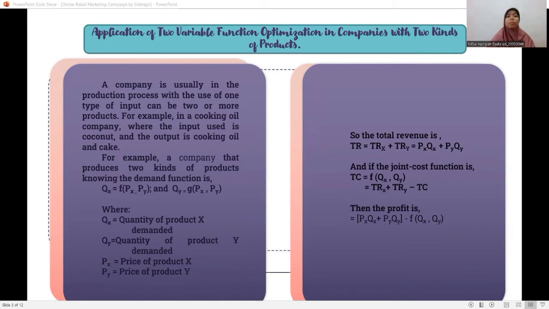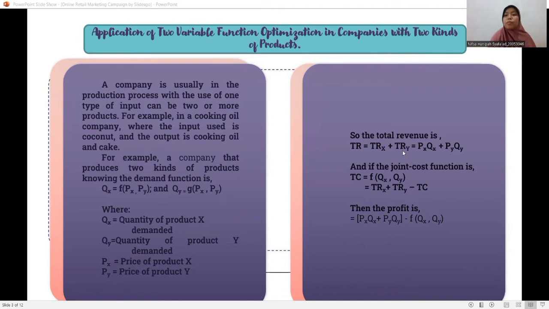For example, a company that produces 2 kinds of product, knowing the demand functions are Qx equals F(Px, Py) and Qy equals G(Px, Py), where Qx is the quantity of product X demanded, Qy is the quantity of product Y demanded, Px is the price of product X and Py is the price of product Y. So the total revenue is TR equals TRx plus TRy, equals Px Qx plus Py Qy.